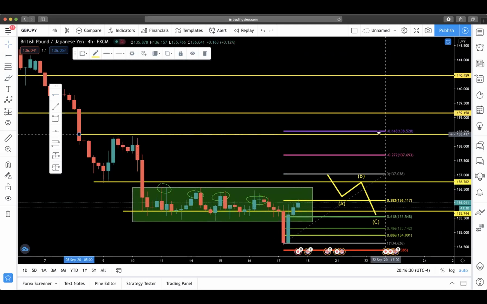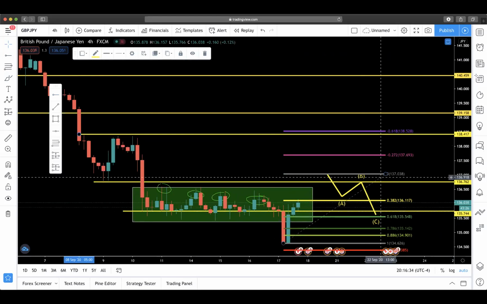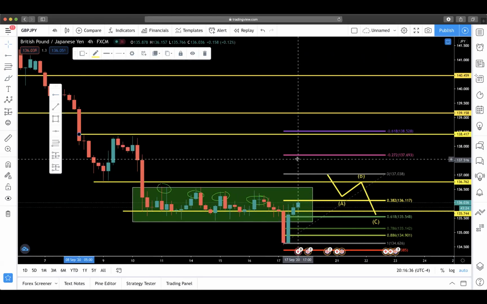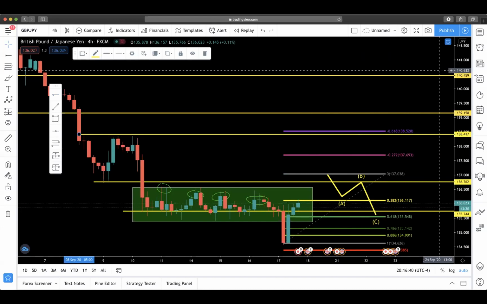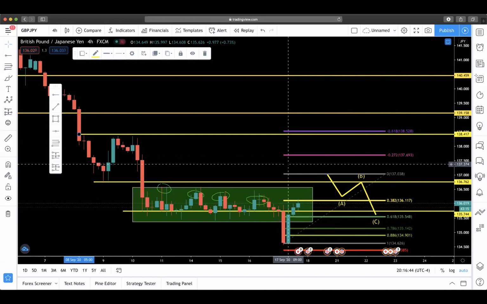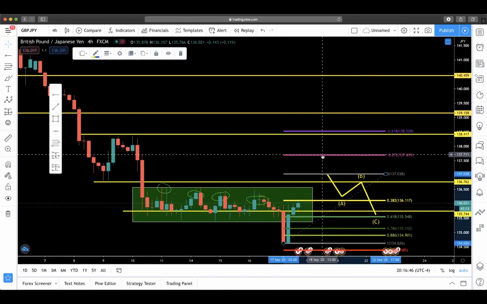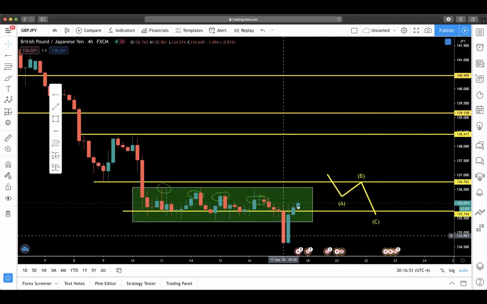This would be like a corrective M if it rejects off of this high right here and goes down. Or it's going to be a continuation if it comes up here, consolidates, and goes up. Go ahead. I'm sorry, is that ABC after the Elliott wave? Is that what that is? Yes, that's after the impulse or the trend wave.